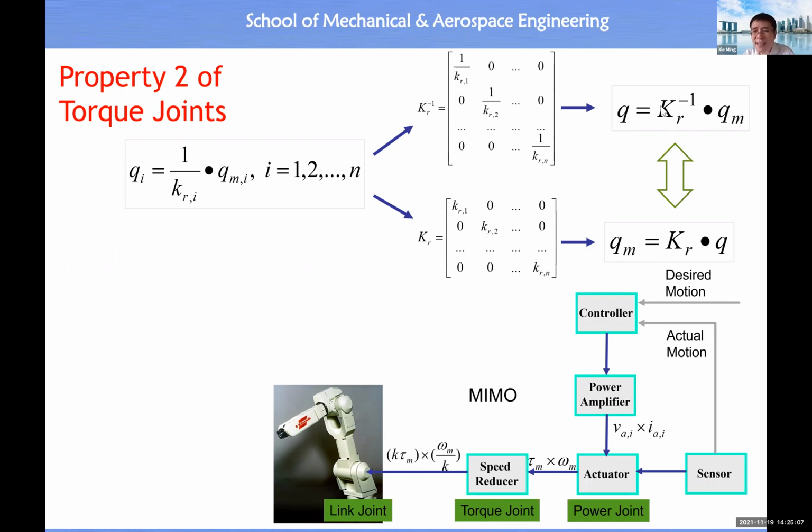Here Kr again is a speed reduction ratio matrix. All right. Then if we compute the inverse of this one, we have this relationship. And this Qm is a function of Q, or Q is a function of Qm.